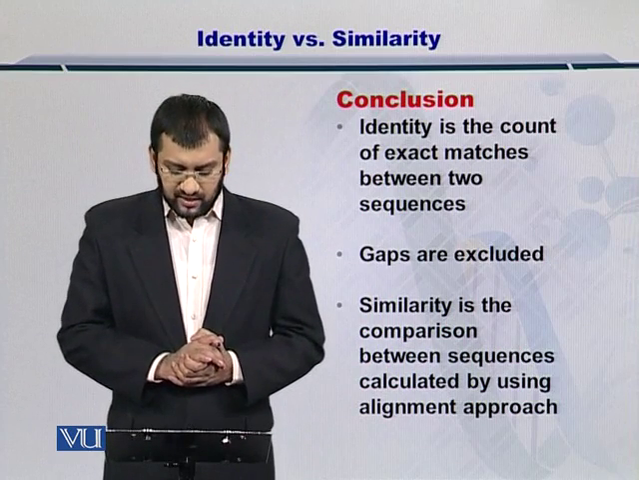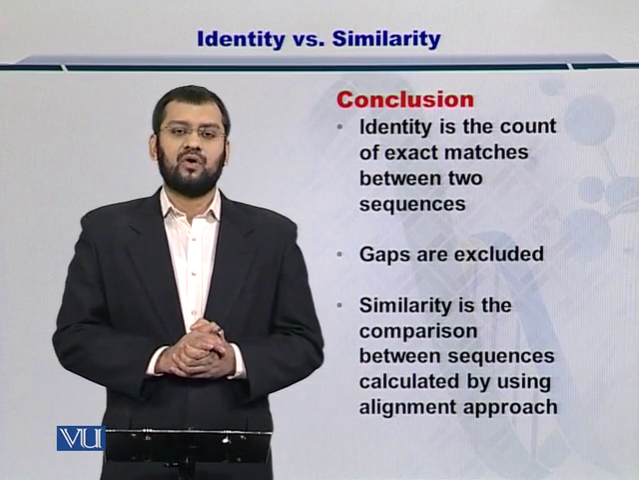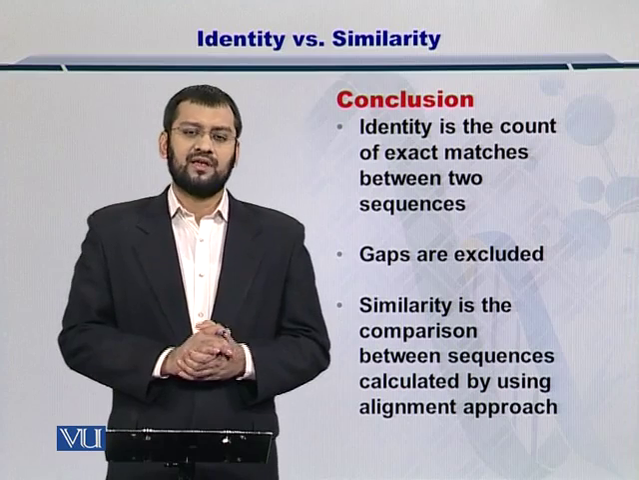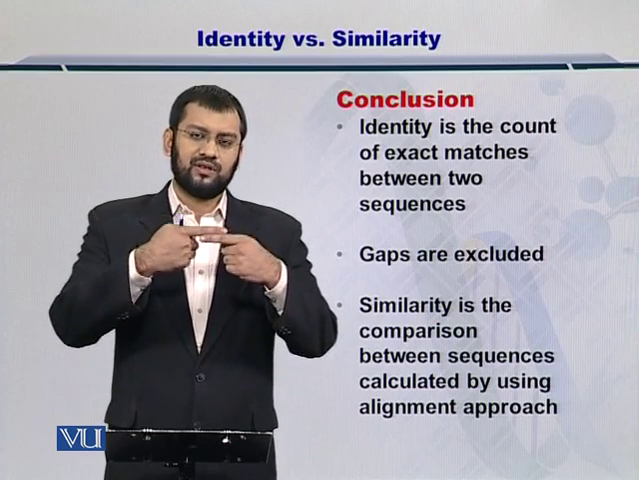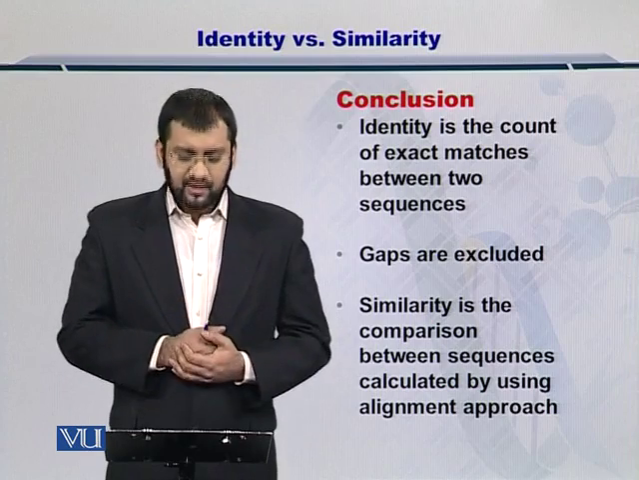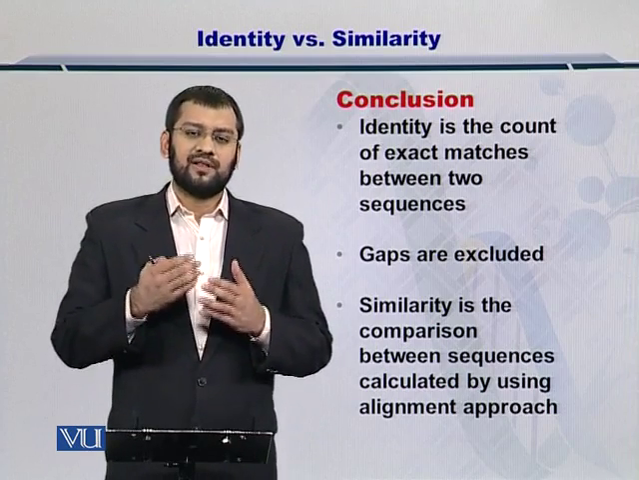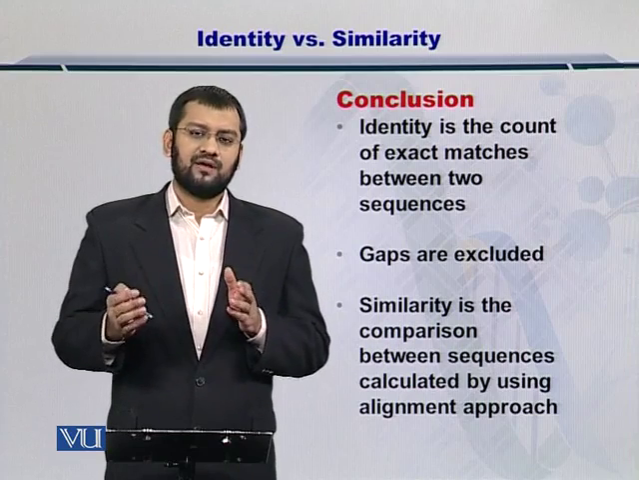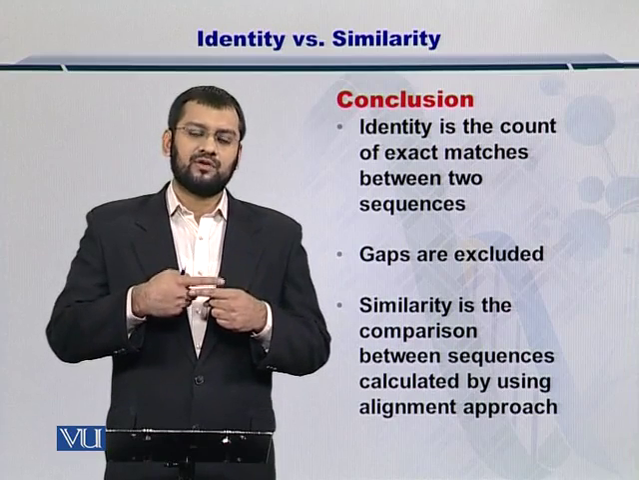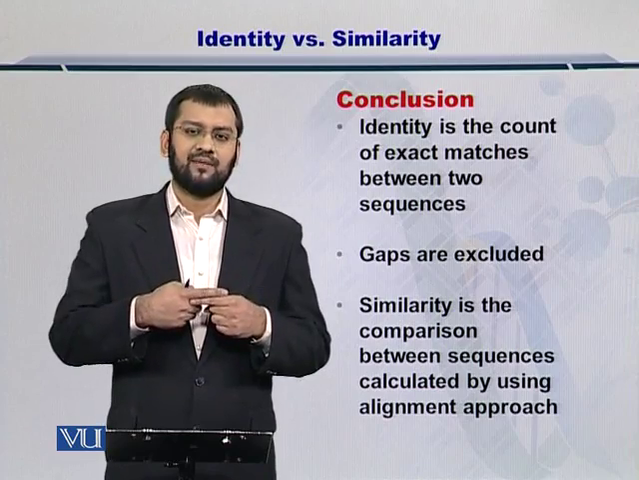So in conclusion, identity is the count of nucleotide or amino acid matches that are exactly matching between the two sequences, and the gaps are excluded from this exercise. Similarly, similarity is a different measure in which you have to compare the two sequences after aligning them with each other.